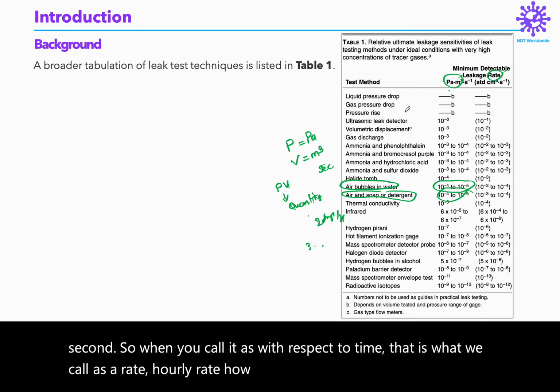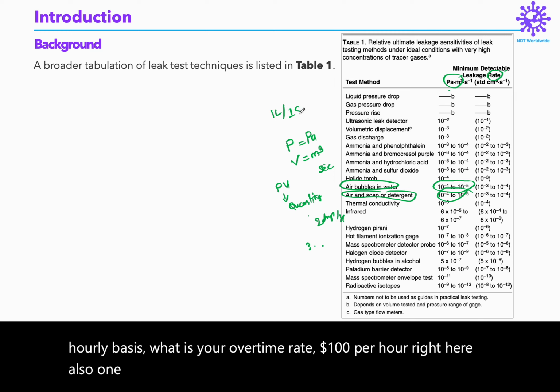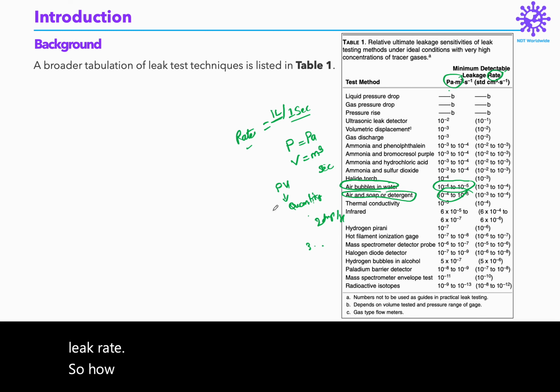What is your charge rate? Hourly basis. What is your overtime rate? $100 per hour, right? Here also, 1 liter is leaking per 1 second. This is what we call a leak rate. So how much quantity is leaking with respect to time? That is what we call a rate.